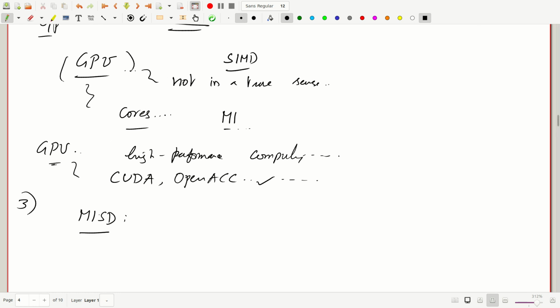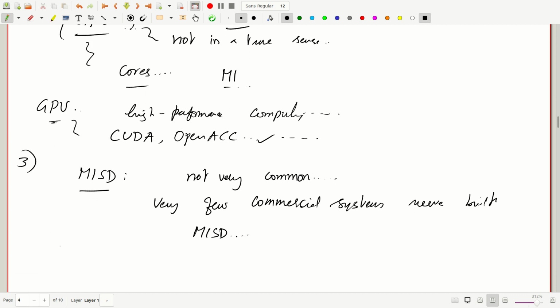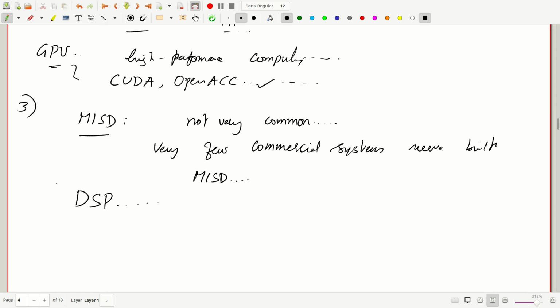Okay, that means we have multiple instructions but single data. Now this is something that was not very common in the parallel scientific community, and only very few commercial systems were built that rely on a multiple instruction single data kind of architecture. Some of the examples are targeted at specific applications such as digital signal processing and so on, but these were not very successful architectures as such.